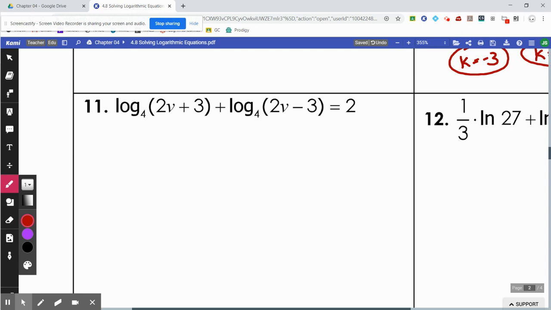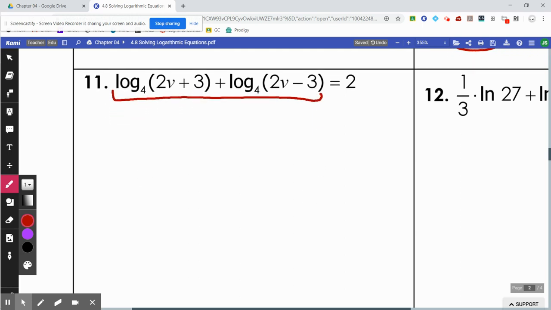Number 11. We do have to condense the logarithms before we solve these. So that's our product rule. So that'd be log base 4. We've got to multiply these two. Now, luckily, they are conjugates, and there is a shortcut for multiplying conjugates. Multiply the first two values, 4v squared.